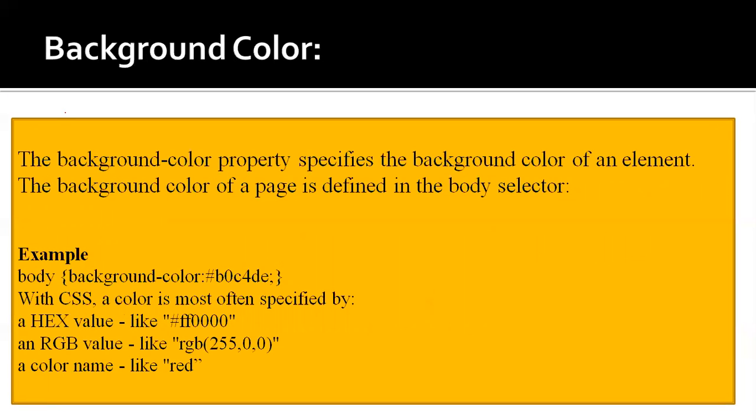Let's see how to write a background color property. Background color property specifies the background color of an element. Background color of a page is defined in the body selector. Body background color, then this is the hexadecimal code for the color. With CSS, a color can be defined in different ways. This is the hexadecimal format for the color. This is the RGB format for a color, and you can also assign simply the color name.